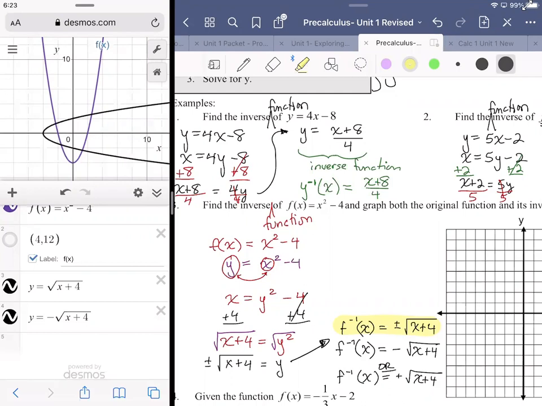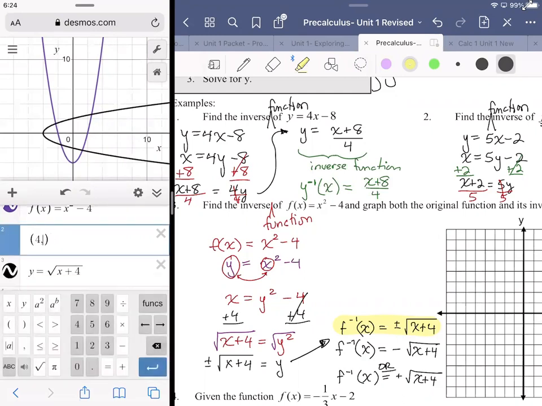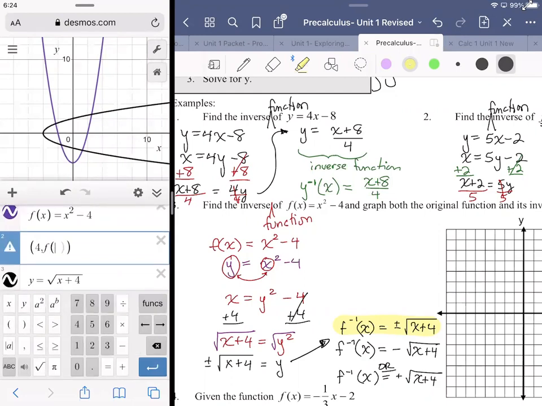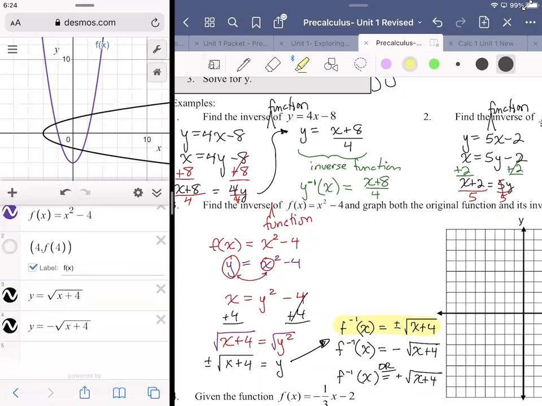I understand. But what you could also do, and it gets kind of nifty if you really start thinking this through, is type in, instead of 4, 12, 4, f of 4. What that'll do is evaluate the function by replacing the x value with a 4. So it'll compute it for you. That's kind of nice.